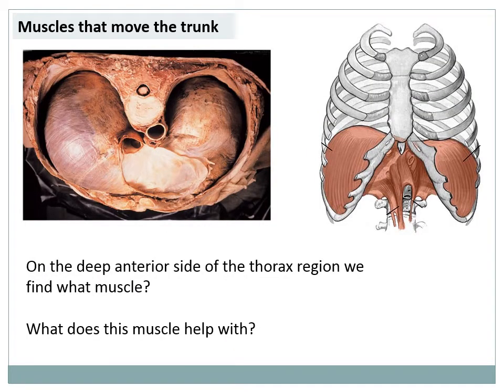All right, we are still moving the trunk here. This is a big muscle. We've talked about this muscle in the past. So on the deep anterior side of the thorax region, we find what muscle? Yeah, we find the diaphragm, right? So we find the diaphragm. Remember, it separates those two cavities, right? Hopefully that is something that kind of rings a bell. So we find the diaphragm.